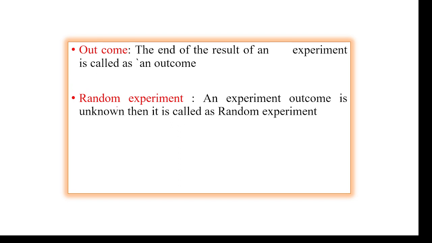Random experiment means an experiment whose outcomes are not known before completing the experiment. For example, a dice has 6 outcomes, but if you throw a dice, before completing, we don't know what the outcome is, we'll get it. So that's why it is a random experiment.